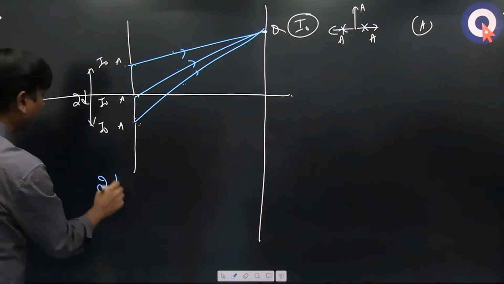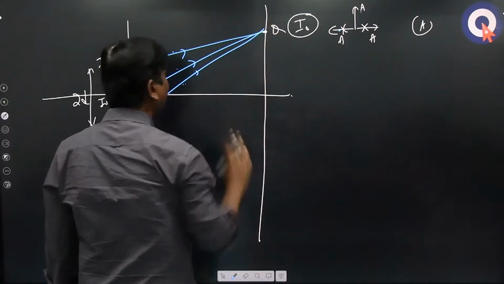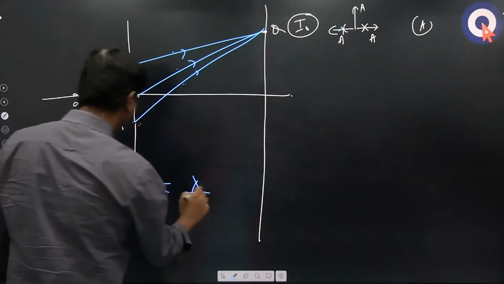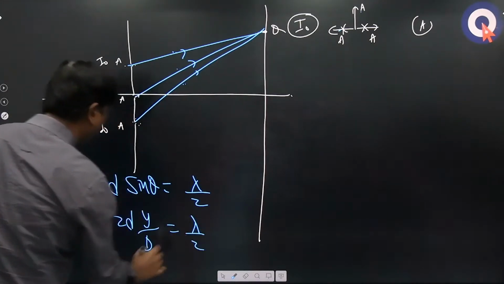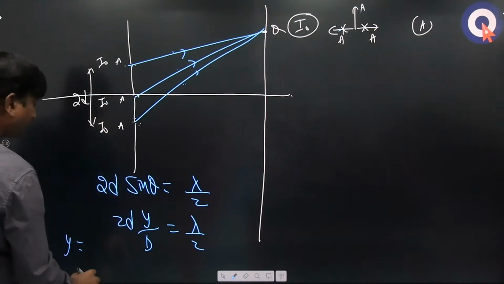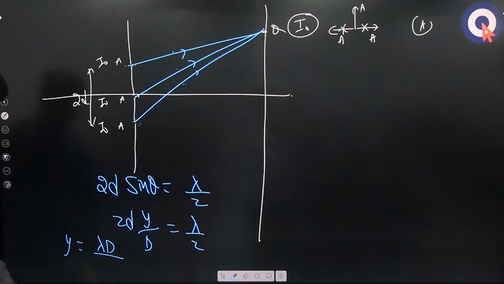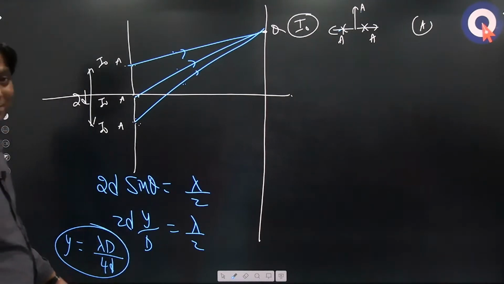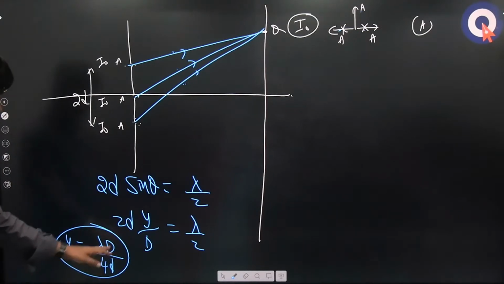2d sin theta is equal to 180 degrees. I should get, means lambda by 2 is the path difference. So 2d sin theta is y by capital D, lambda by 2. So what is the value of y? Lambda capital D by 4 small d. The value of first secondary maxima is this value, lambda capital D by 4 small d.